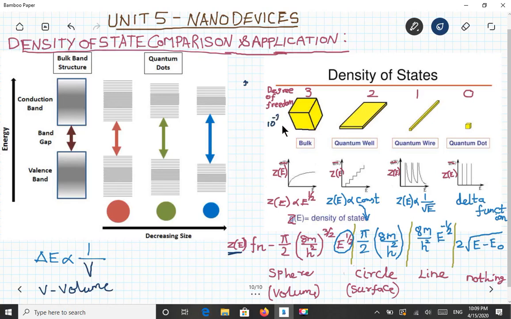So even up to 10 power minus 7, we call that a bulk material. But when it is reduced further and you are making it to a nano, we classify it as bulk, quantum well, quantum wire and quantum dot. So quantum well is nothing but we are making a material into a thin sheet.